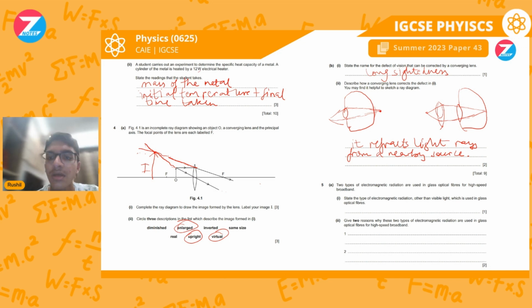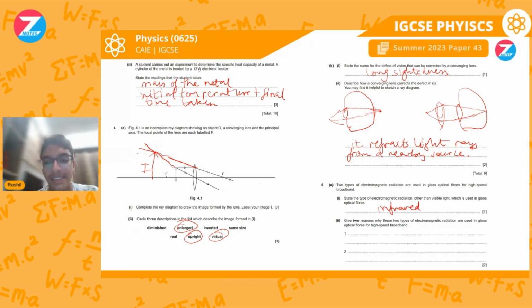5A asks us that there are two types of electromagnetic radiation used in glass optical fibers for high-speed broadband. State the type of radiation other than visible light which is used in glass optic fibers. So the other type of radiation is infrared radiation.